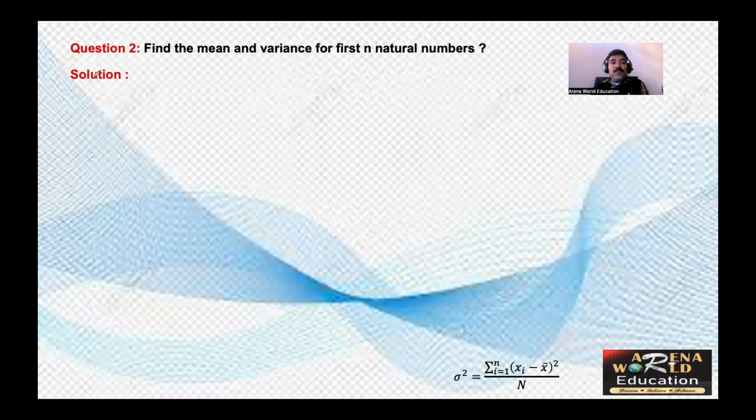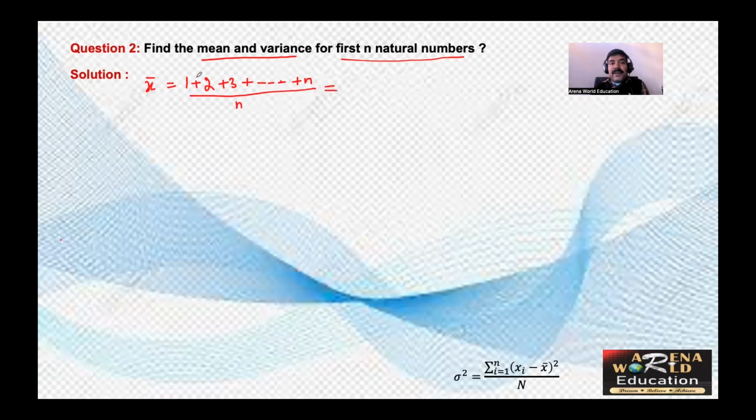In question number 2, we have to find the mean and variance for first n natural numbers, right? So if we talk about mean, so mean is what? Mean is equal to sum divided by number of terms. So here, number of terms are what? N. They are talking about n natural numbers. So sum will be what? Sum will be 1 plus 2 plus 3 plus and so on up to n divided by n, right?